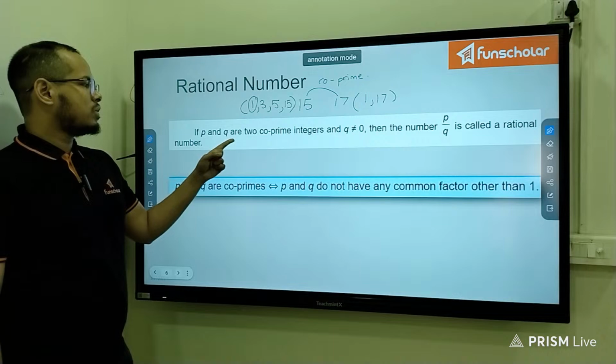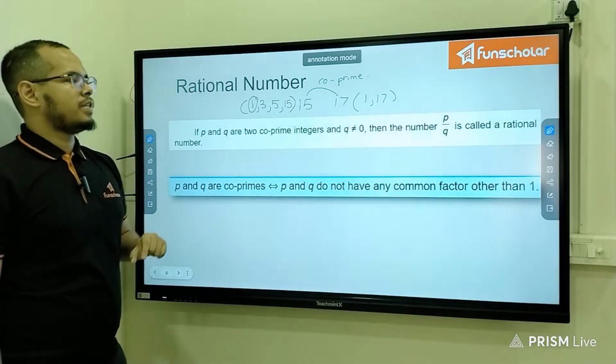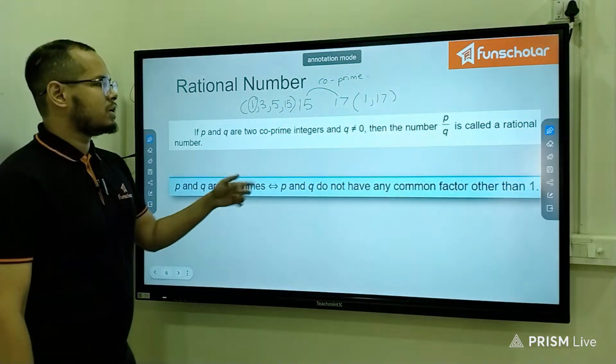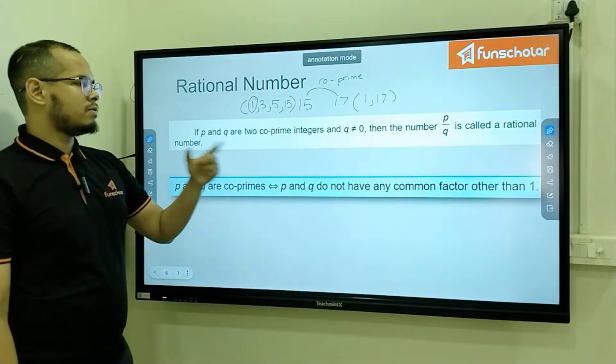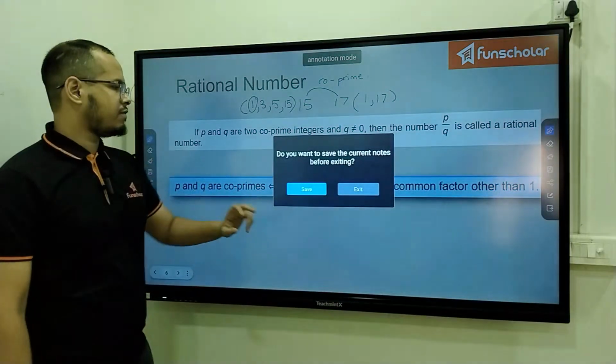So P and Q are two coprime numbers, and then the number P by Q is a rational number if Q is not equal to 0. P and Q are coprime, so they do not have any common factors other than 1. This is what we have done.